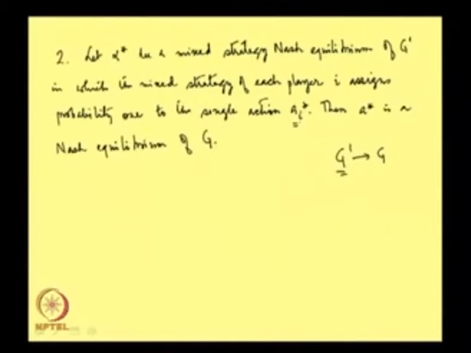Now suppose I consider that game G where randomization is not allowed, then in the game G, A star is going to be a Nash equilibrium, which means that player 1 is going to play the action A1 star, player 2 is going to play the action A2 star, etc., and that is going to be a Nash equilibrium. So these results are intuitive.